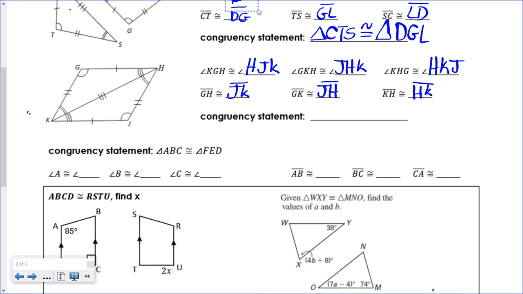All right, somebody pick one triangle and name it for me. I heard HJK, which is a triangle on the bottom. I'm going to say that these two triangles are congruent to each other because they are. Everything about these triangles is congruent, so the full triangle is congruent. So if I start with the bottom triangle and I call it HJK, how would I name the upper triangle correctly in the same order? Start with K. KGH. Yes.